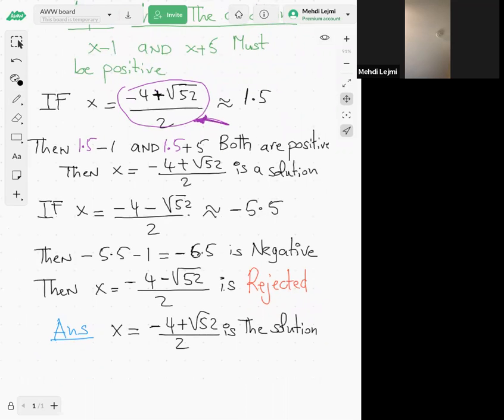Again, guys, that's because you can only apply log to positive numbers. So you have this x minus 1, you have this x plus 5. If you end up with some solution which makes x minus 1 or x plus 5 negative, then you have to reject the solution. Okay. Any questions, guys?